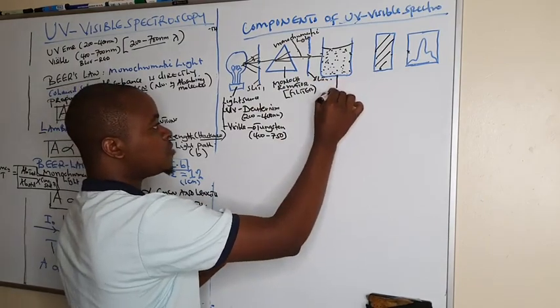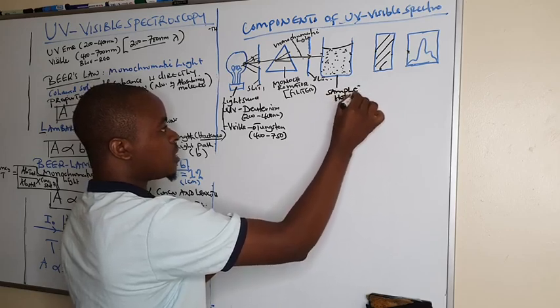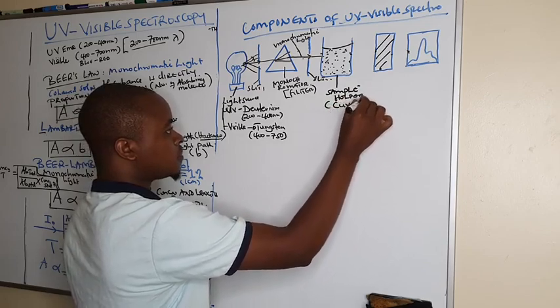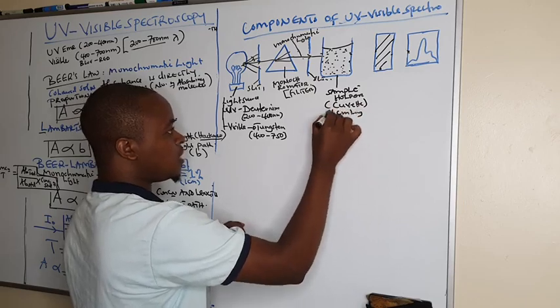So this is the sample holder, and this sample holder, you can call it a cuvette, and these cuvettes are always 1 centimeter long. It is standard 1 centimeter.